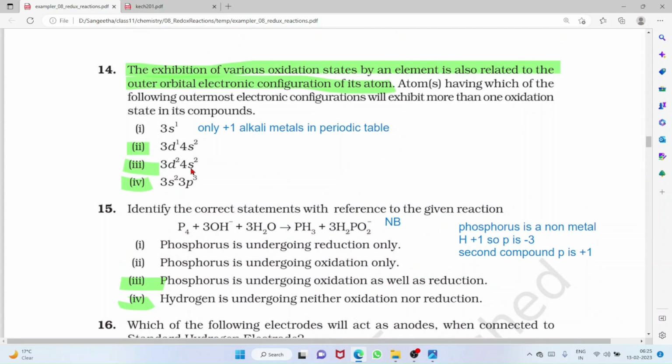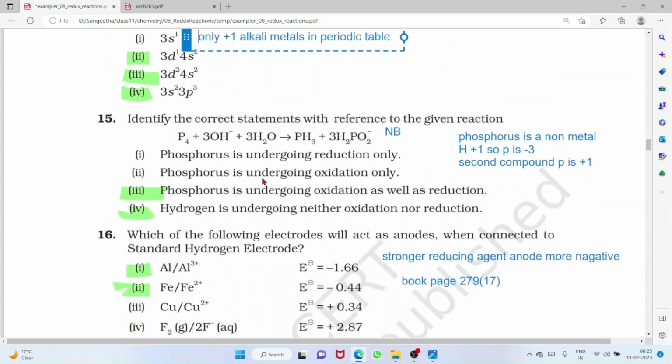The exhibition of various oxidation states by an element is also related to the outer shell electrons. See, I have underlined these important points in this question. So this is underlined. Okay. Atoms having which of the following outermost electronic configuration will exhibit more than one oxidation state? Okay, here only one oxidation state. These elements will have different oxidation states.